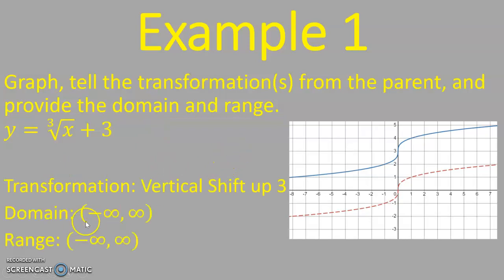The domain and range here are just all real numbers, negative infinity to positive infinity. The domain is such because it goes left forever and it also goes right forever. There's no restrictions. The range is that way because it goes down forever and up forever. And if you're familiar with interval notation, you know that infinities always get parentheses.